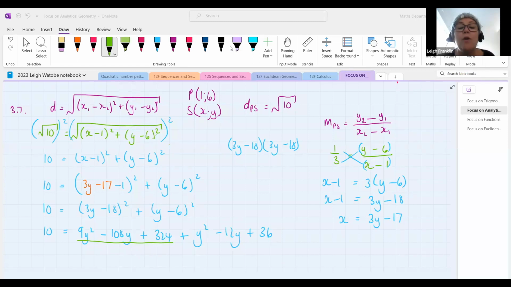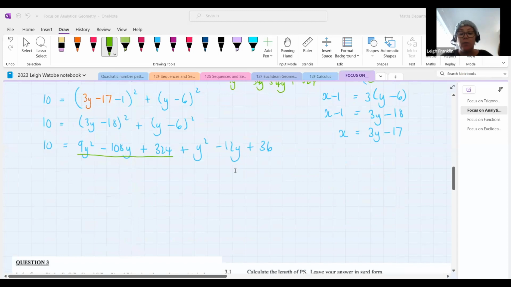Same story. So 3y times 3y would be 9y squared. When I multiply 3y with minus 18, I would end up with minus 54y, then minus 54y plus 324. You see where it comes from now? Okay, cool.